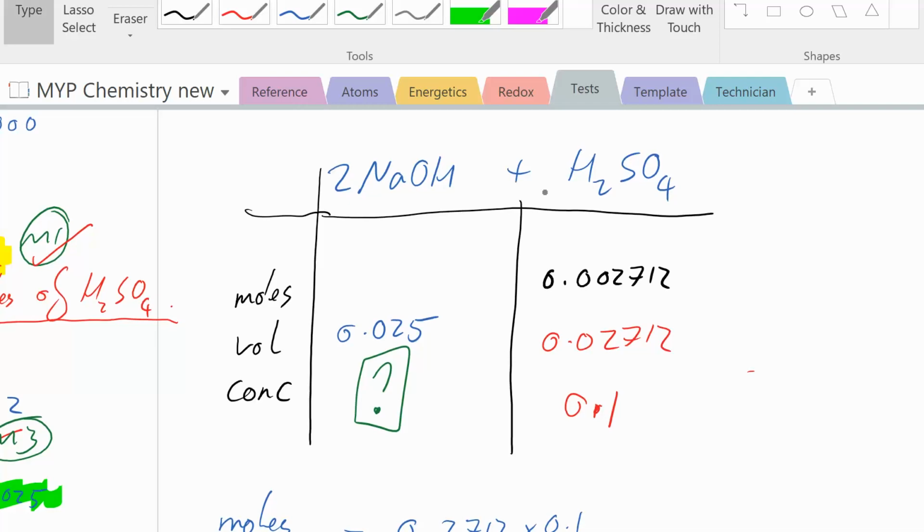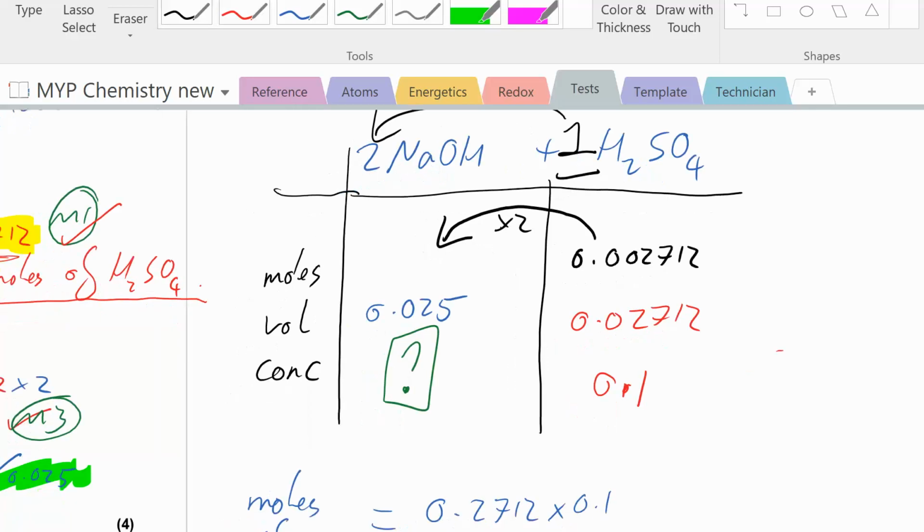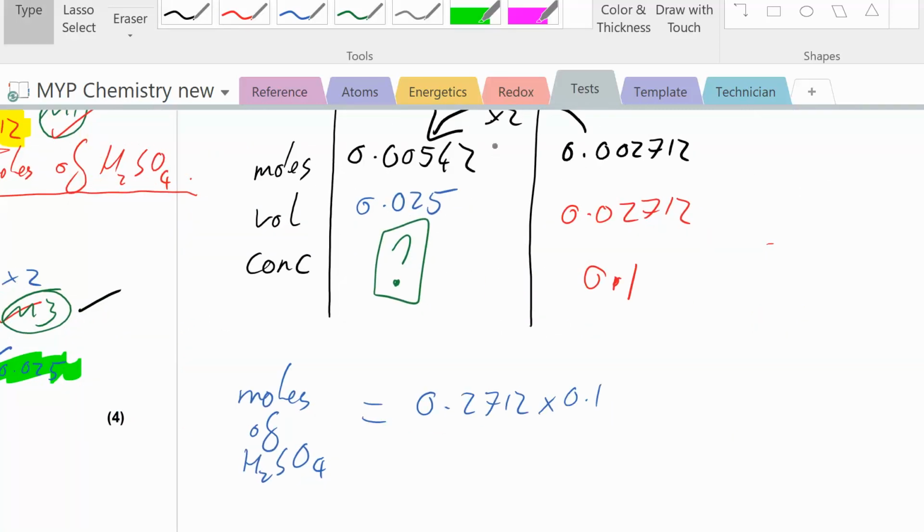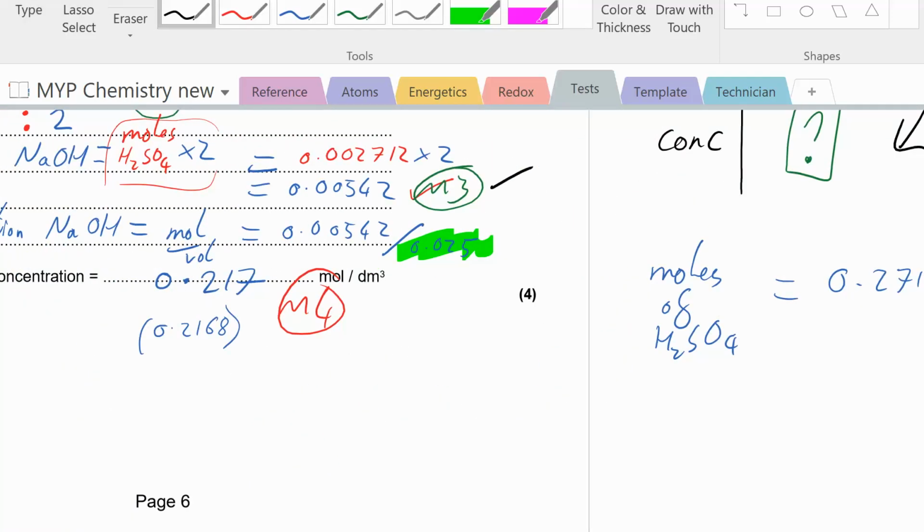And the ratio is a big invisible 1 to 2. So the moles tell you the ratio that they're in. So in the equation, if this was 2 moles of NaOH, you'd need 1 mole of H2SO4. But we don't have 2 and we don't have 1 mole. We've got much less than 1 mole. So to figure out the ratio, you just times this by 2. And that gave you the value 0.00542 that you can see down here for Mark 3. And now that you've got these two values, you can work out the final, which is obviously 0.217.